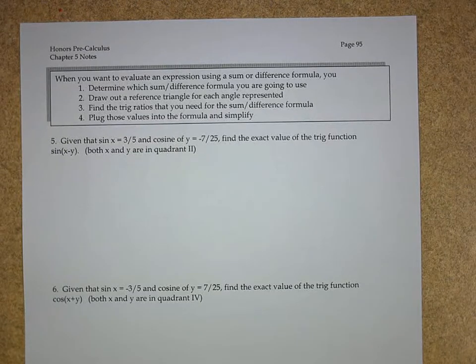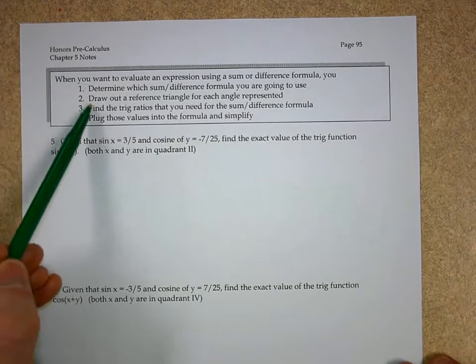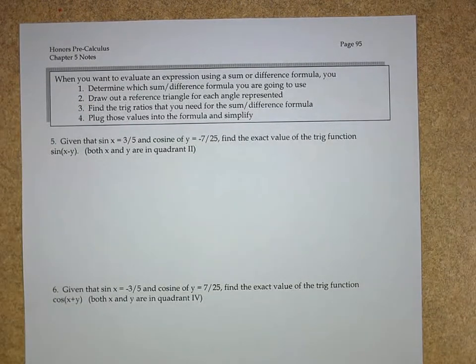The next section we're going to look at is if I give you two different angles, can you determine what the sum or difference equation is going to be and simplify it? So in this case, we're going to follow 4 steps. We're going to determine what sum or difference formula we're going to use. We're going to draw out reference triangles for each angle represented, because in the difference or sum formulas, there's 4 pieces. You're never going to be given all 4 pieces.